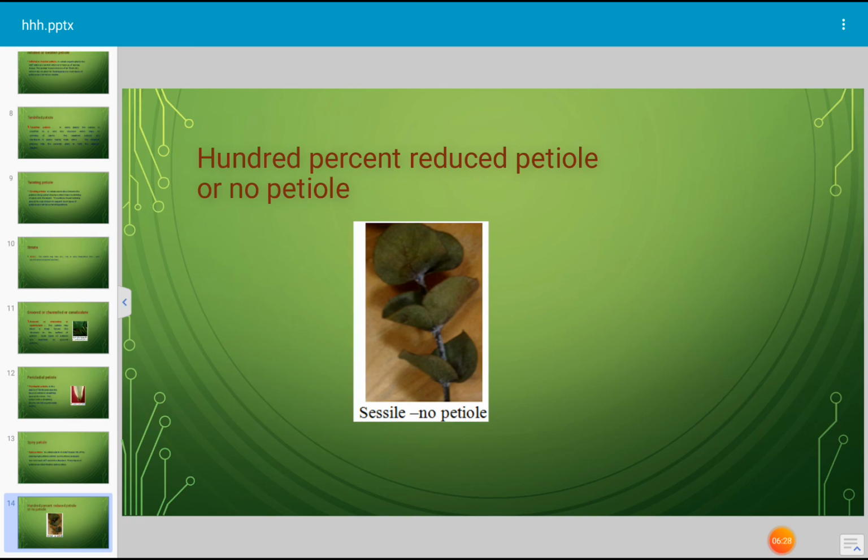There are several plants in which petiole is absent and the leaf is directly attached to the stem of the parent plant. Okay, such leaves are described as petiole-less leaves. In which the petiole is absent, such leaves are described as sessile leaves. Okay, no petiole. Next. Thank you very much.